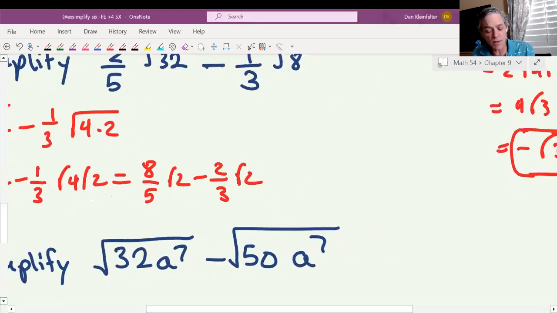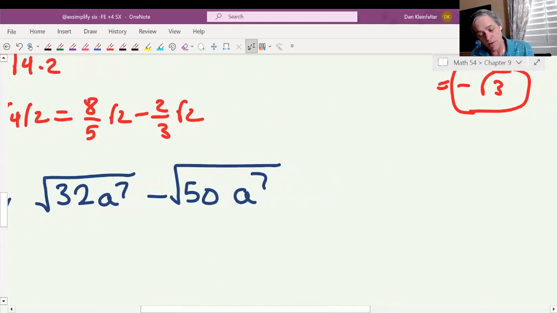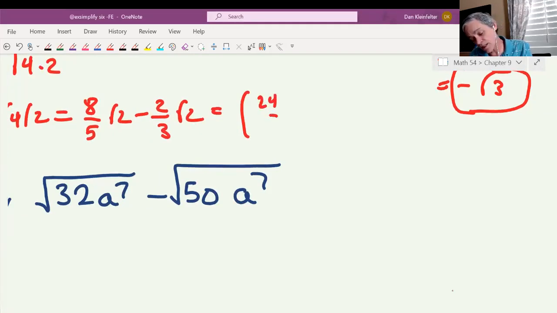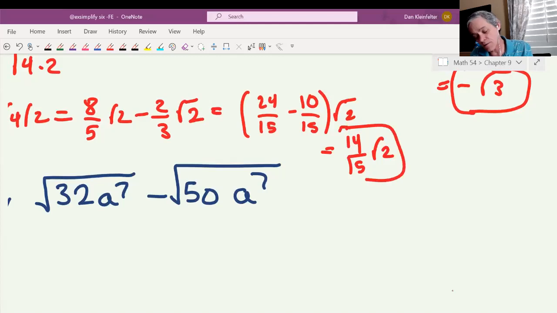Okay, and so this one, for a second, we're just going to have to do a little fraction subtraction, but that's okay. Let me factor out that square root of 2. So we'll have 8/5 minus 2/3. That's going to be 15ths. So that's 24/15ths and then 10/15ths. And then it's multiplied by the square root of 2. And so now we're subtracting 15ths. 24/15ths minus 10/15ths is going to be 14/15ths. So we'll have 14/15ths times the square root of 2.